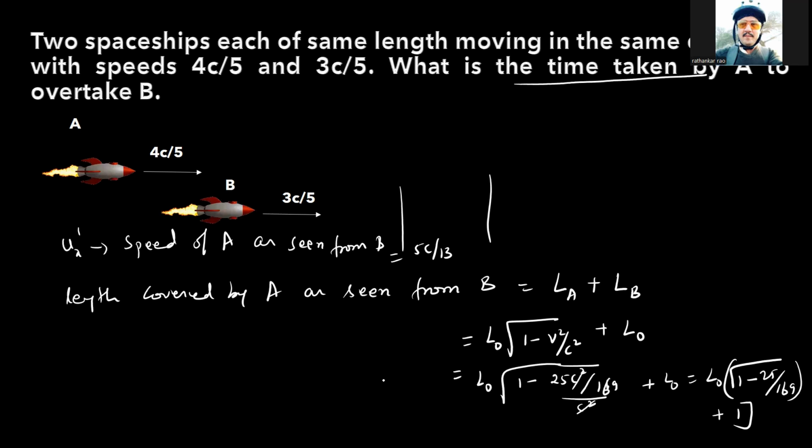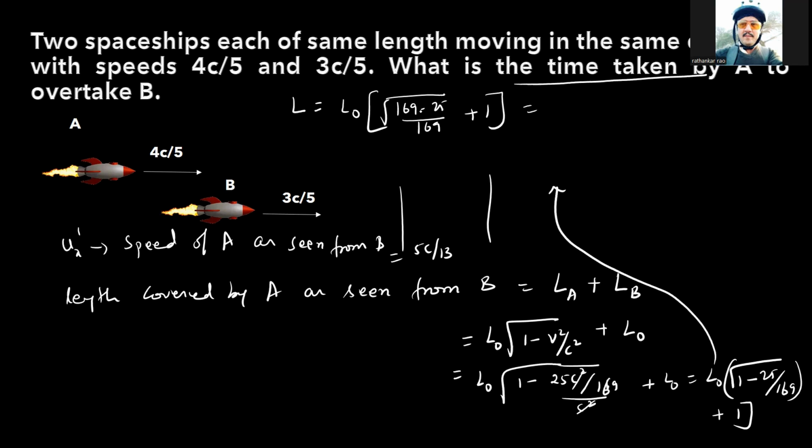I have no space, so I'll just take this calculation and write it over here. Therefore now I have the total length traveled by A according to B, which is L0 into, if I take the LCM, the square root of (169 minus 25) divided by 169, plus 1. 169 minus 25 is equal to 144. So I get L0 into the square root of 144 by 169, plus 1.